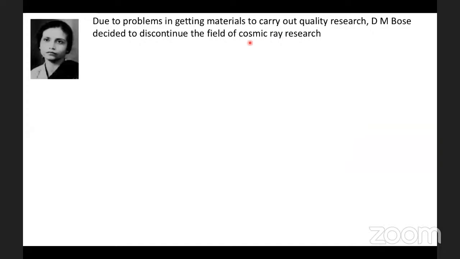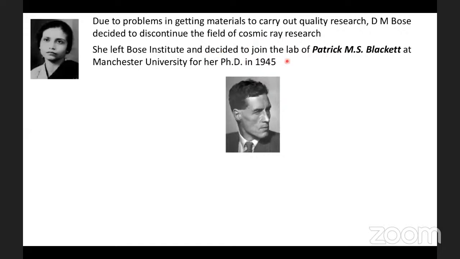Bibha Chaudhary left India. Even though she published so many papers, she did not do her PhD here. It's not very clear why, but she left India and went to the UK. She went to Manchester and joined the group of Patrick M.S. Blackett. Blackett also got a Nobel Prize. She joined his lab and started working on cosmic ray showers. She got her PhD there.